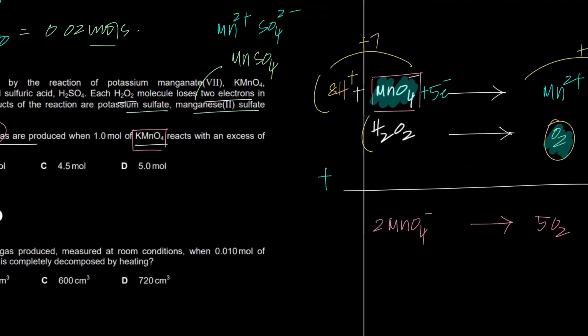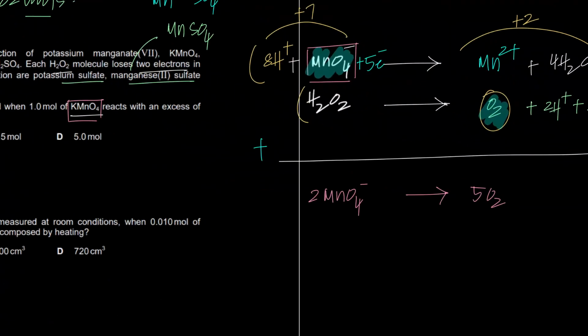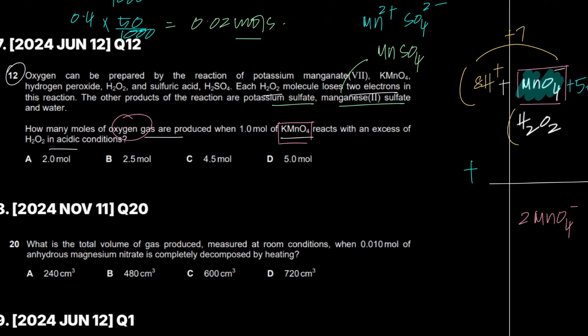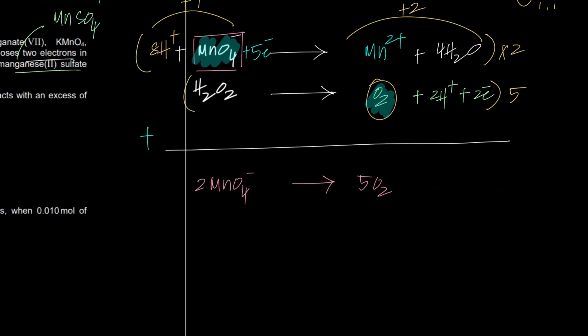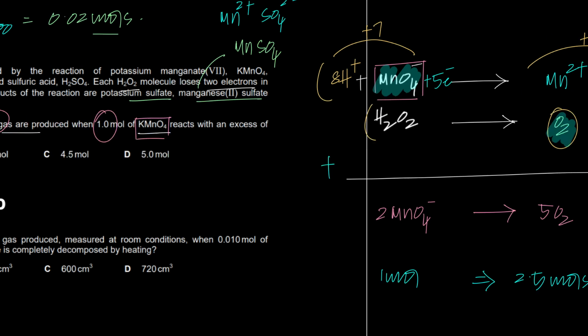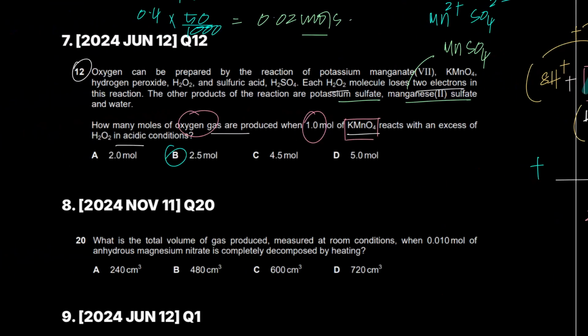But he is not asking you about 2 moles of MnO4 minus, potassium manganate. No, he's not asking about 2 moles of potassium manganate. He's asking about 1 mole of potassium manganate. So if 2 moles give me 5 moles, 1 mole should give me how many moles? 2.5 moles of oxygen. And do we have 2.5 moles? We should have that. B is the correct option. I'll also add this to the lecture slide.